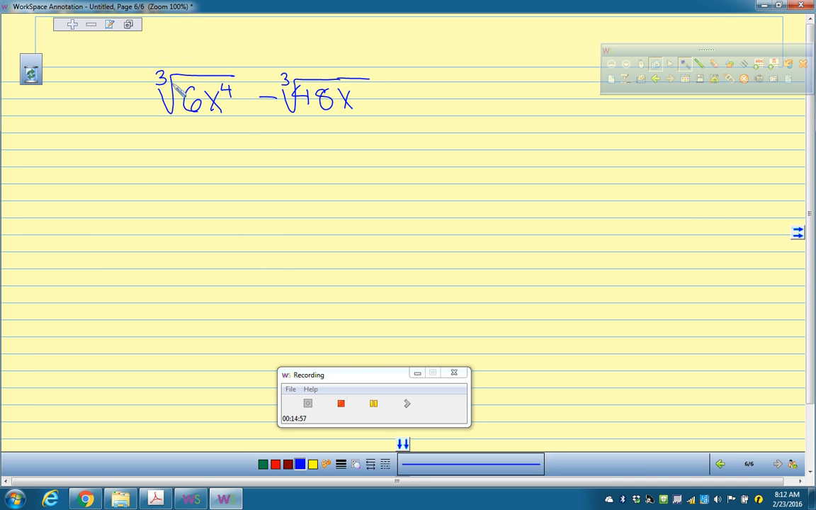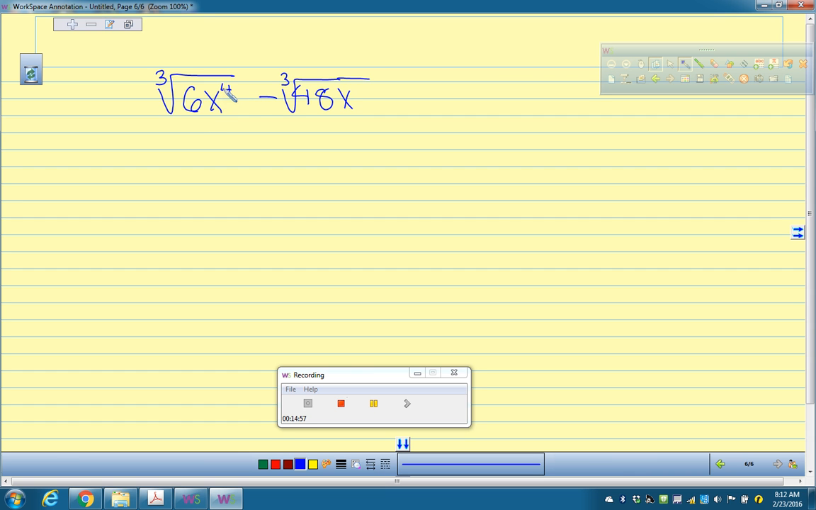So if I have a cube root, I have to look for perfect cubes inside. Does 6 have any perfect cubes in it? No. Okay? Does x to the 4th have any perfect cubes in it? What is a perfect cube of x to the 4th? What perfect cube is in x to the 4th? X to the 3rd. Okay?